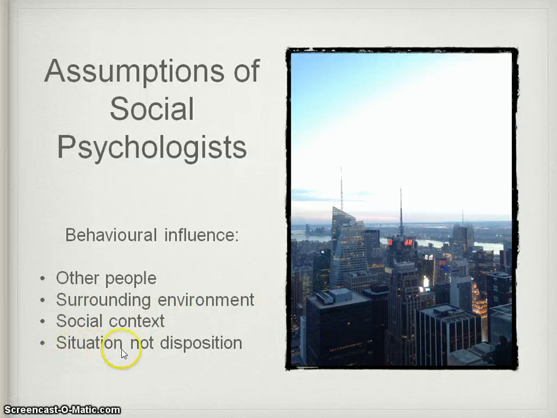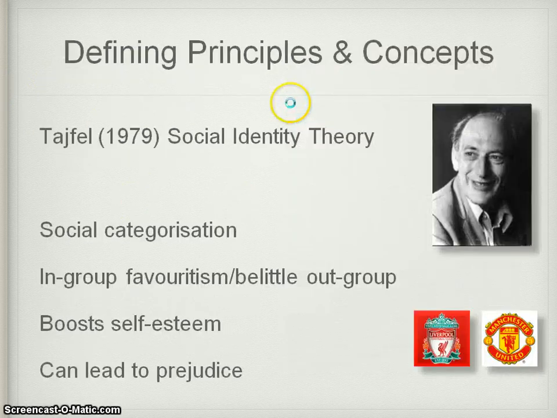And one of the main focuses is this situation versus dispositional debate, and I'll talk about that in a little more detail in a bit. So thinking about these things, how the surrounding environment, social context affects us, we'll have a look at a couple of the defining principles. Sometimes when you're talking about assumptions of the areas in psychology, it's useful to think of another area, such as the physiological approach, for example. It's very interested in biology and how do our hormones affect us, how does our brain structure affect us, whereas social psychologists aren't really interested in those kind of things. So let's have a look.